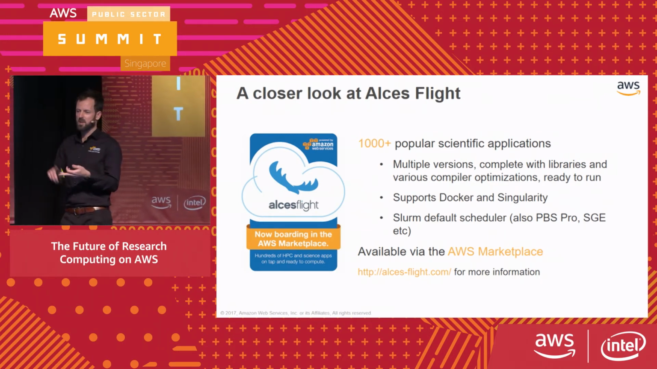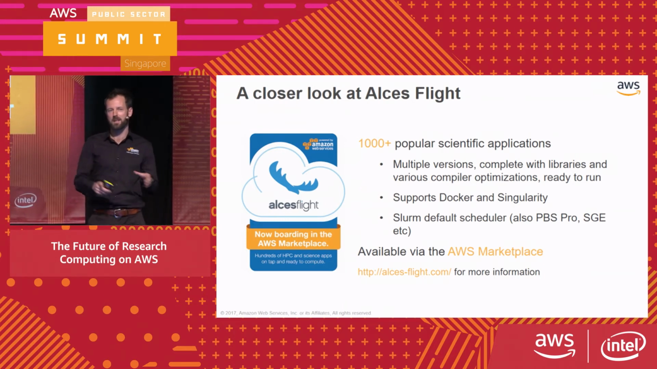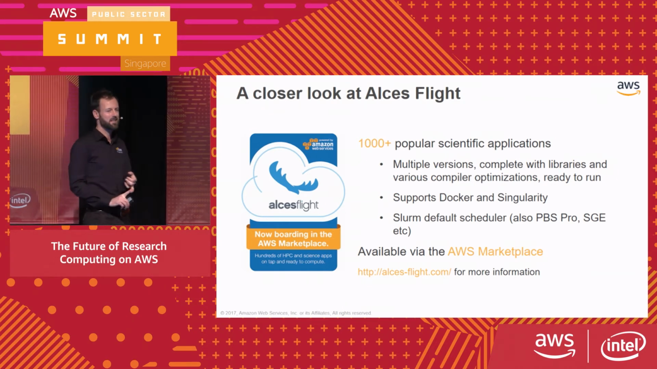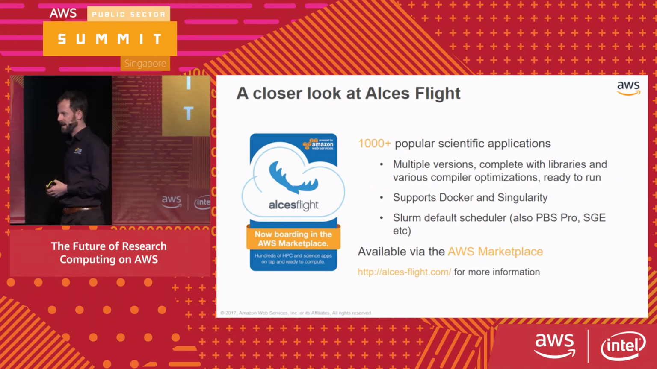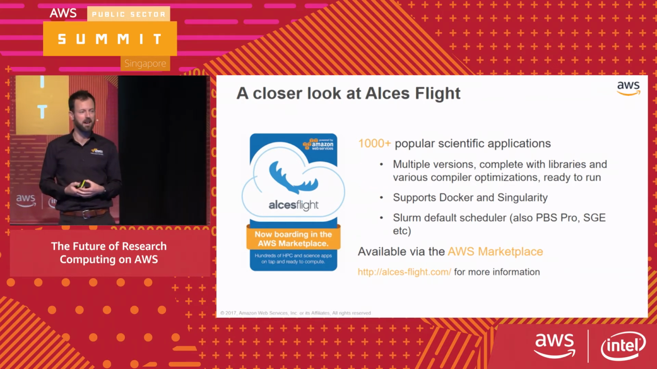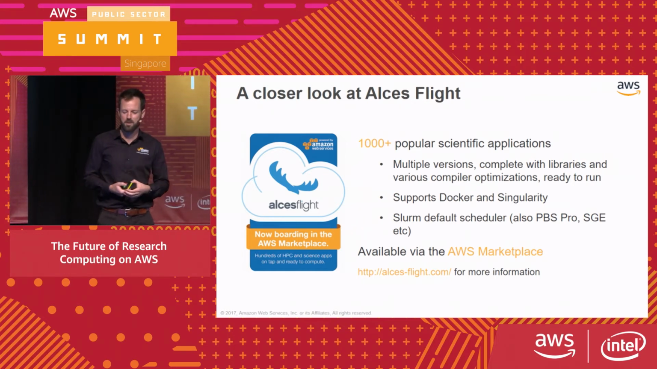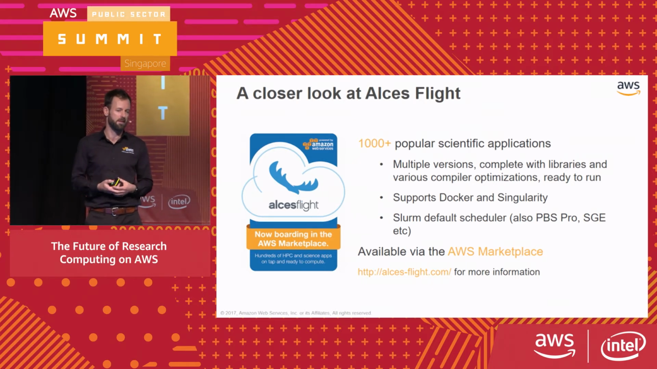Flight's great because it gives you lots and lots of applications. It's one thing to get a cluster, but it's another to immediately be able to do something interesting on that cluster with software. And so that's the difference here. It also supports Slurm as the default scheduler. It supports Docker. It also supports Singularity, which is interesting for some of our HPC customers. And the really cool thing is it's available via Marketplace. So it's literally a couple of clicks to deploy one of these things.